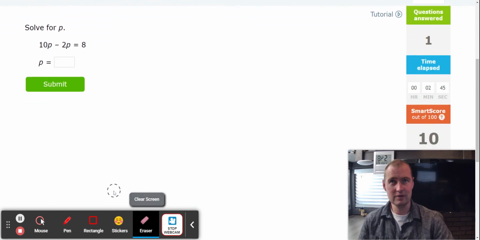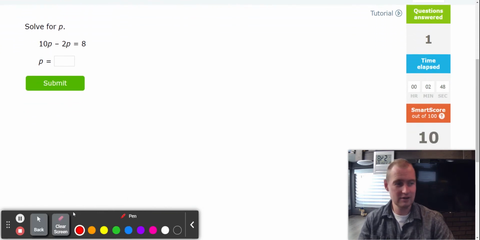All right, next one. We got P for Painter. I like these ones. So we got 10p minus 2p equals 8. Now again, combine like terms. Like terms means combine numbers that have a similar term. In this case, a 10p subtract a 2p can go together because they both have p's. So 10p subtracted 2p is 8p equals 8.